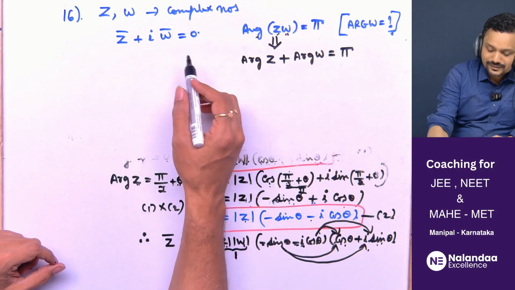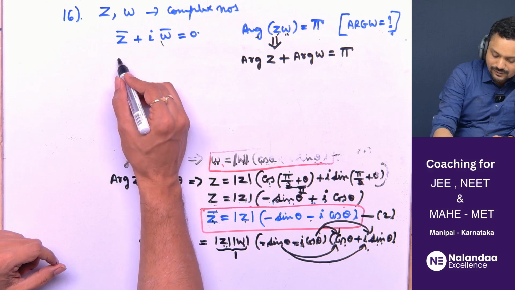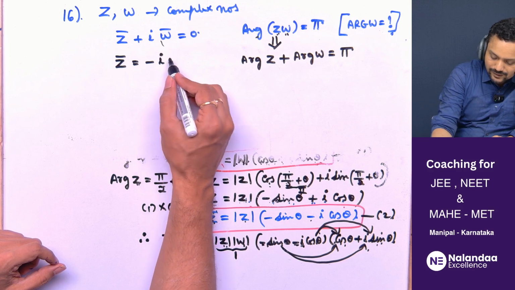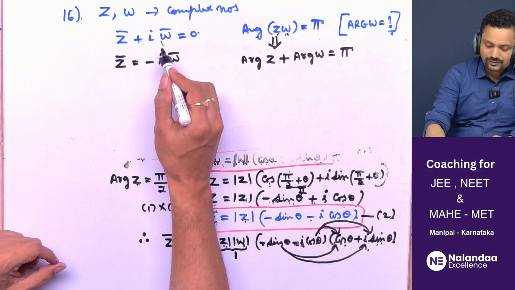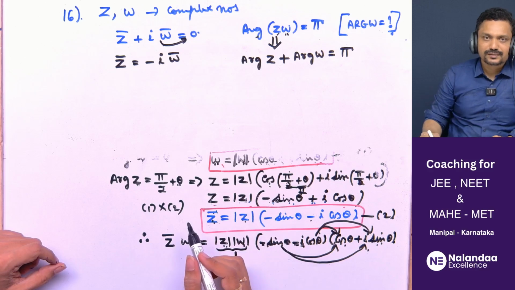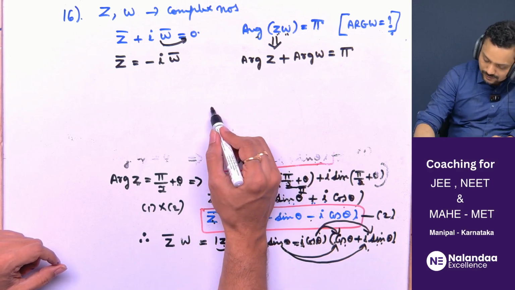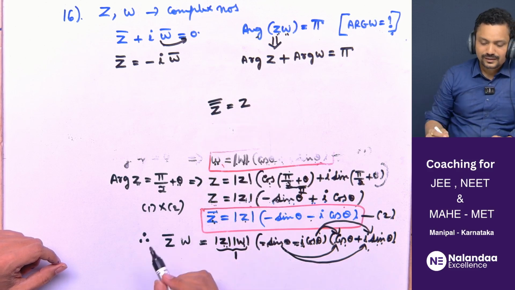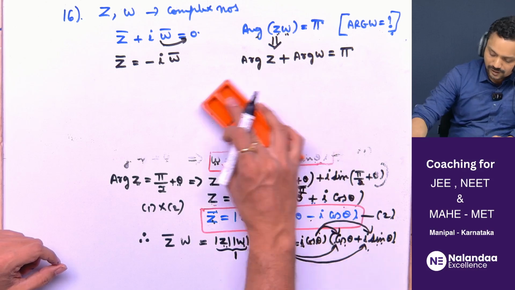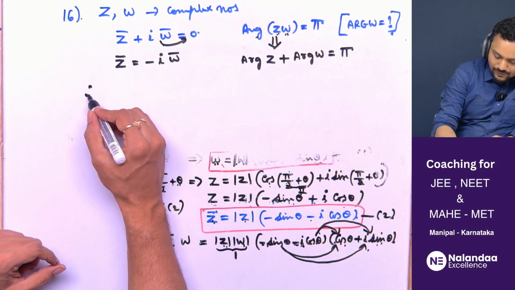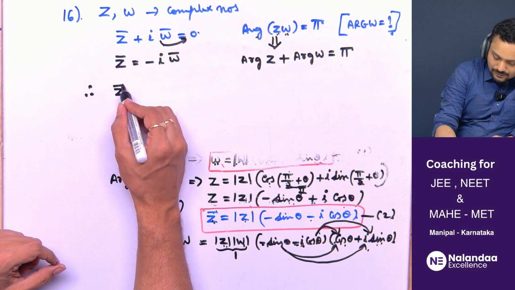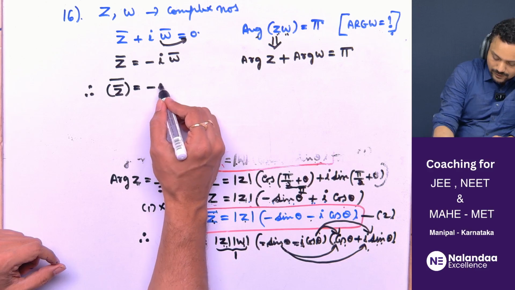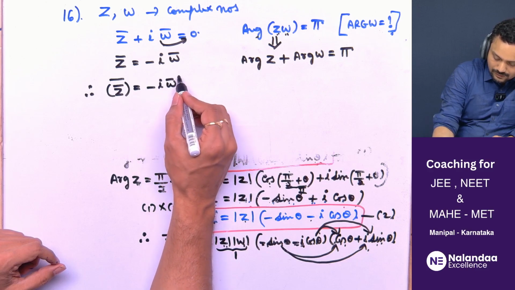So here the best thing is, I can take this to the other side. From here I can say z bar is equal to minus i omega bar. If you take this to this side, we will get it like this. And now I think students will be knowing this. Z bar bar is nothing but z itself. Therefore, I will take the conjugate on both sides. Therefore, z bar bar is equal to minus i omega bar whole bar.